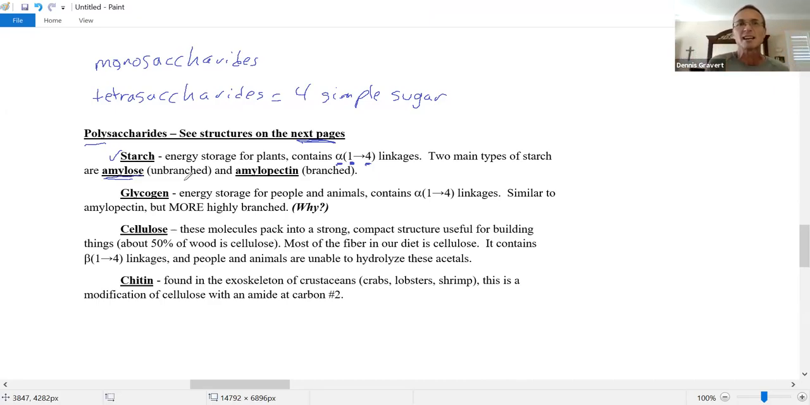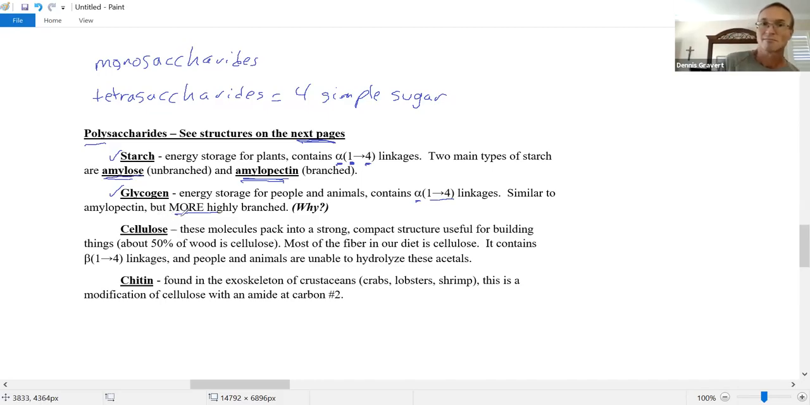It makes a very condensed structure that's similar to amylopectin. But if you look at the full structure, it's different from amylopectin, but still branched. And we call it glycogen. It's very, very similar. All the glucose molecules are connected by alpha 1 to 4 linkages. It just has more branches. It's also found in animals and people.